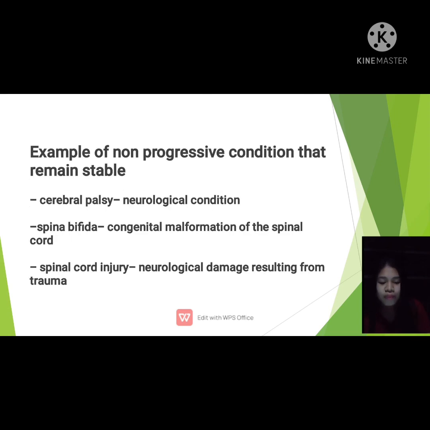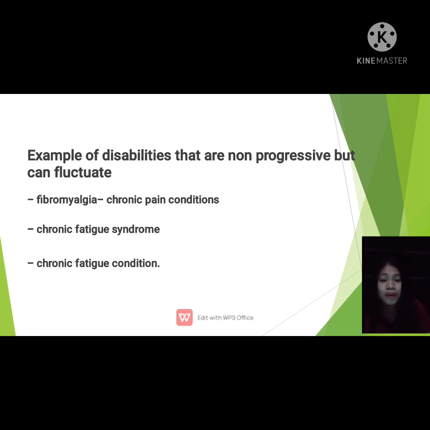Yan, examples of non-progressive conditions that remain stable: cerebral palsy, neurological condition, spina bifida, congenital malformation of the spinal cord injury, neurological damage resulting from trauma. Examples of disabilities that are non-progressive but can fluctuate: fibromyalgia, chronic pain conditions, chronic fatigue syndrome, chronic fatigue condition.